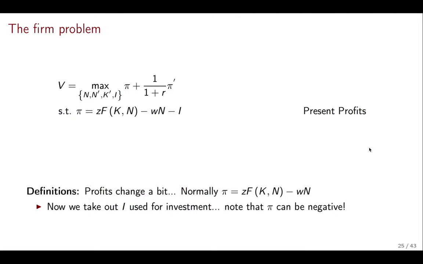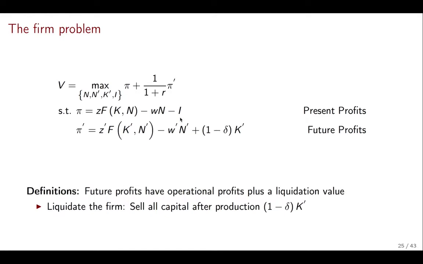Now we're going to define what present profits are. Present profits are given by the revenues that the firm gets. The firm gets revenue by selling final goods, net of the labor cost, and net of investment. So now we take out investment because it's going to be an additional cost of the firm. Note that there is nothing saying that investment cannot be higher than present profits, so that this pi can actually be negative. We're going to be coming back to what exactly it means for pi to be negative in this model. We're going to do that later when we're talking about the decision of investment.